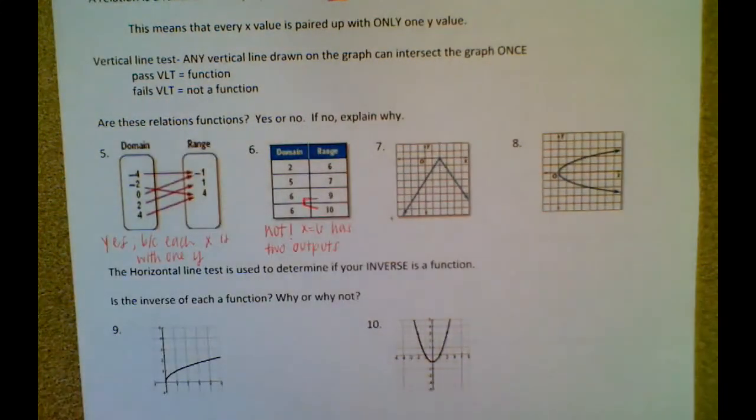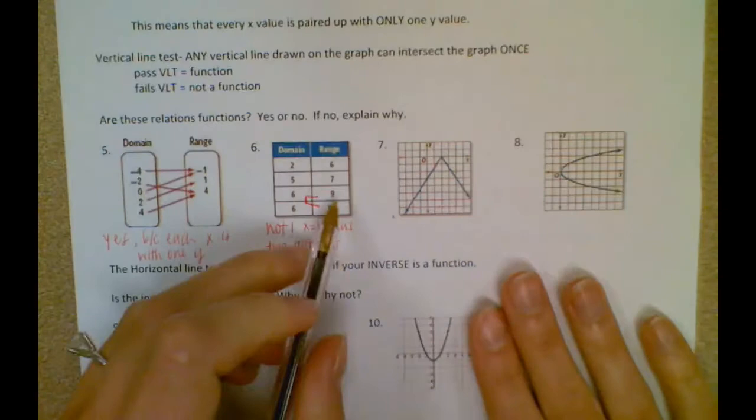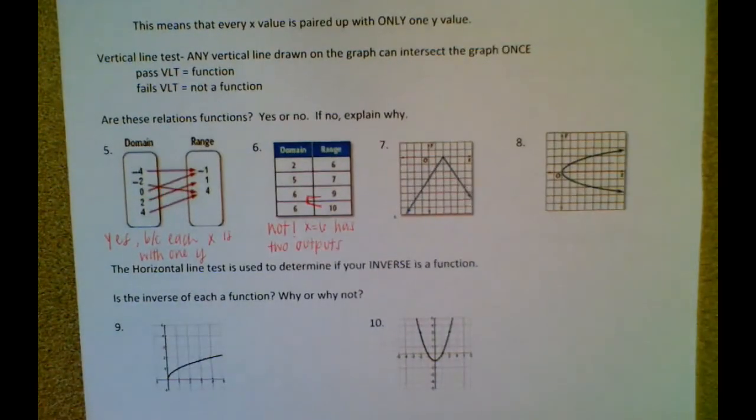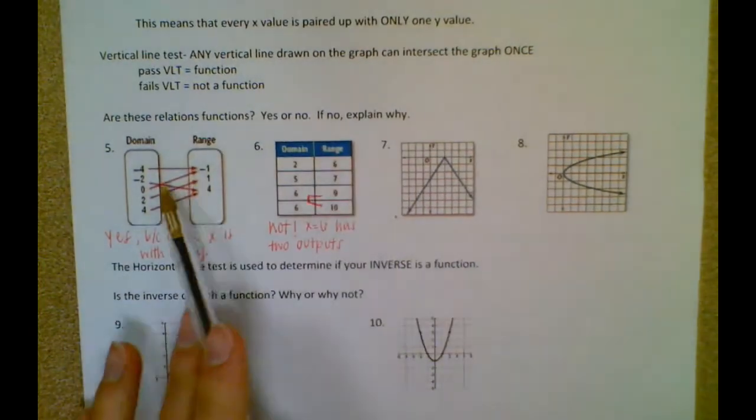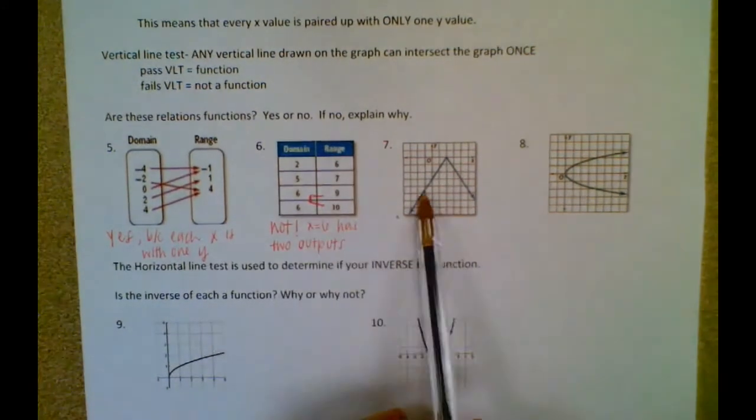It equals 9 and 10, not 6. Alrighty, number 7. So instead of looking at the table of values, you could just use the vertical line test.